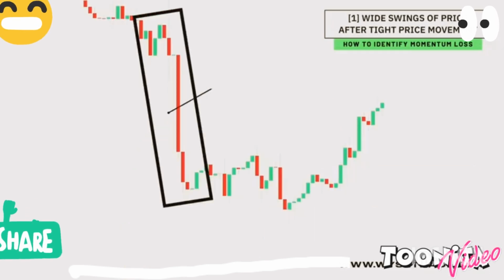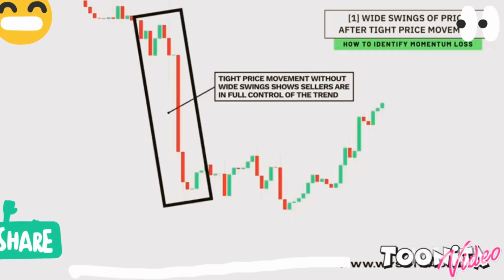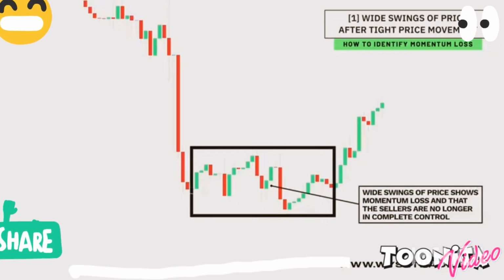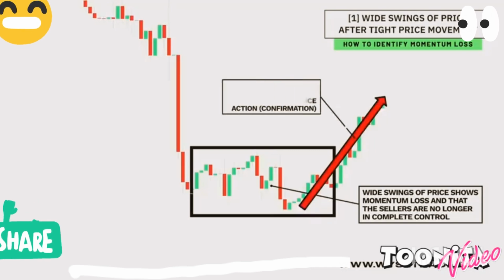This downtrend here is tight price movement, which means the sellers are in full control. You then had wide swings occurring, which shows momentum loss and that the sellers are no longer in complete control and can lead to a possible reversal of price if paired with trend change price action.